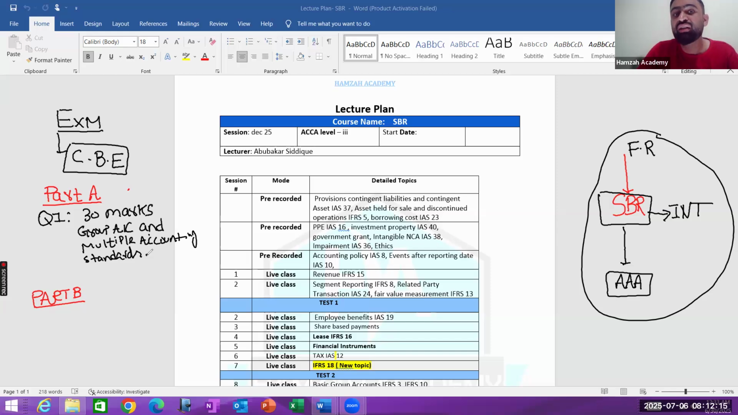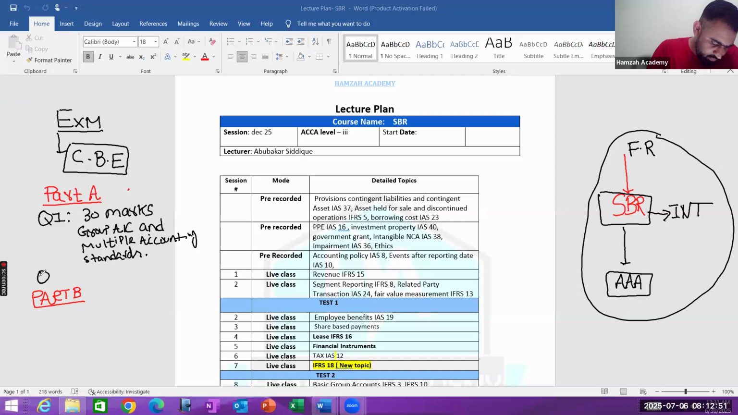but there will be other issues as well, covering the accounting treatments or explanations relating to various accounting standards, like maybe IFRS 5, maybe IFRS 15, maybe IAS 37. Any accounting standard could be discussed other than the group accounts, along with the group accounts in question number one. And a total of 30 marks would be available here.